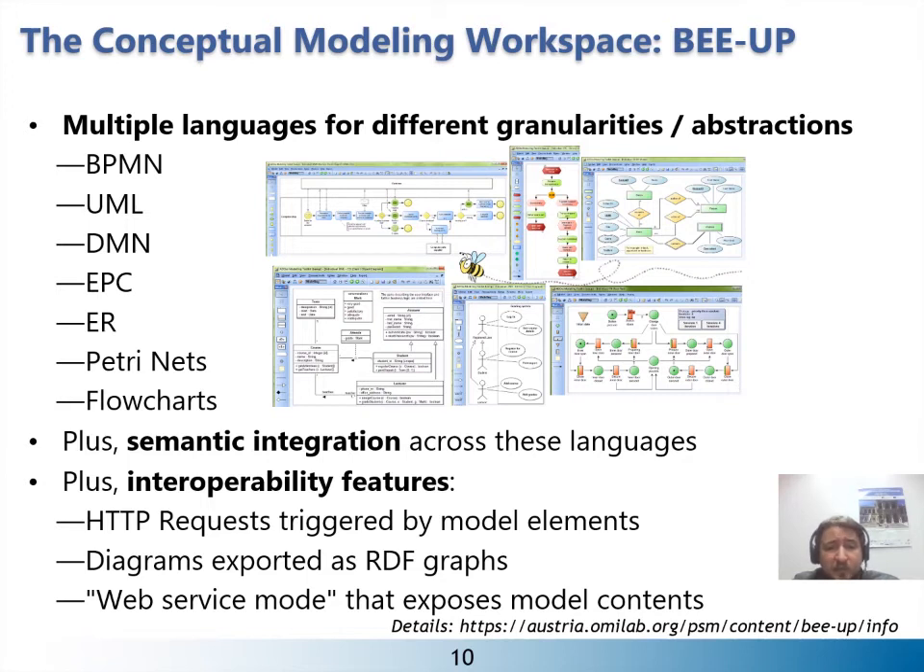Some examples are HTTP requests that can be triggered by model elements. Diagrams can be exported as RDF graphs regardless of the diagram type. A web service mode can expose model contents to external apps.